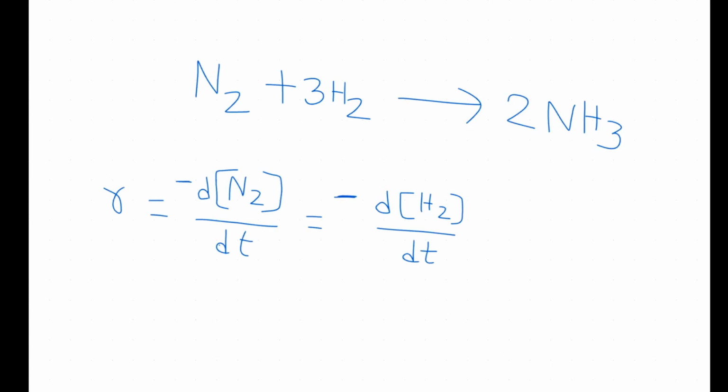Next, third, ma. Third, tell. D of, tell ma, rate of reaction. D of concentration of NH3 by dt. But I'll keep what here? Plus I'll keep. Why I'll keep plus here? It's increasing. Which product? The concentration will increase. So change will come positive. Sir, we shouldn't add the stoichiometric coefficients. I'll tell that. Okay. Plus.